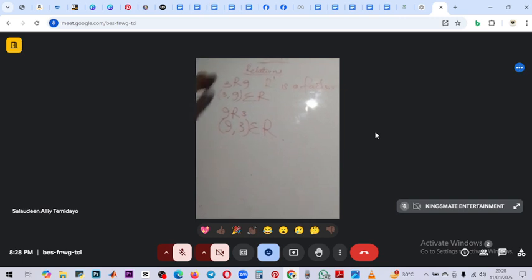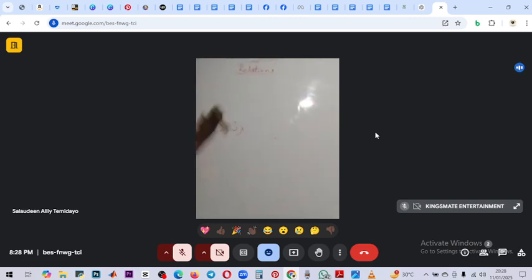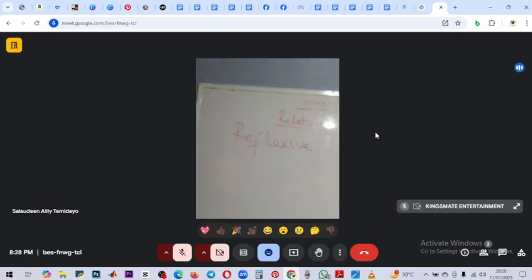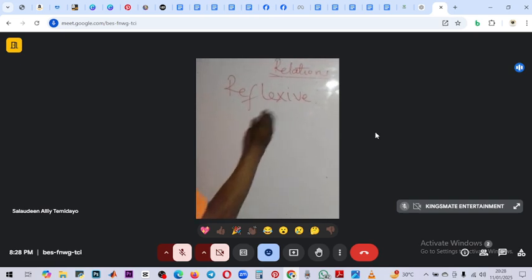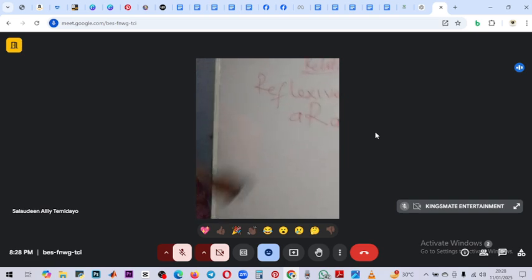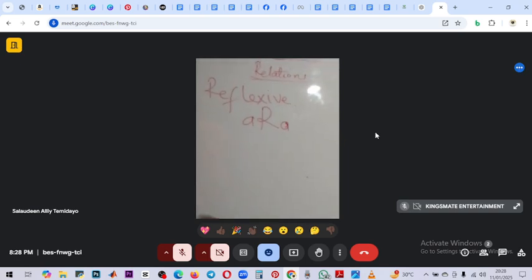Now we have 3 kinds of relation. We have the reflexive relation, which is what I'm going to talk about first. What do I mean by reflexive? That is simply when something reflects. When something reflects, it is like this: A is related to A, provided just this way, A is related to A.